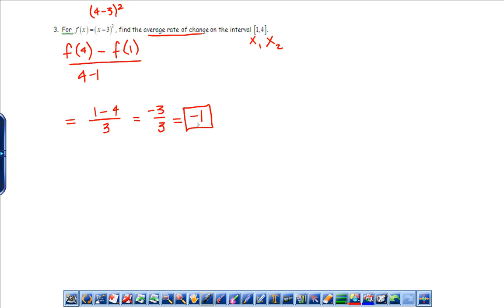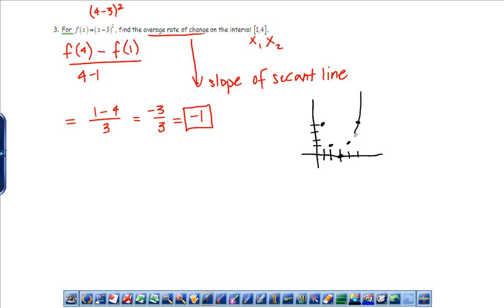My average rate of change, remember, is the same thing as saying the slope of my secant line. Let me draw a picture and give you an idea of what it looks like. This is going to be a parabola, so I'm going to plot it. This is kind of what this parabola looks like. Then if I were to plot this secant line, I know if I plugged in a 4, I got 1.